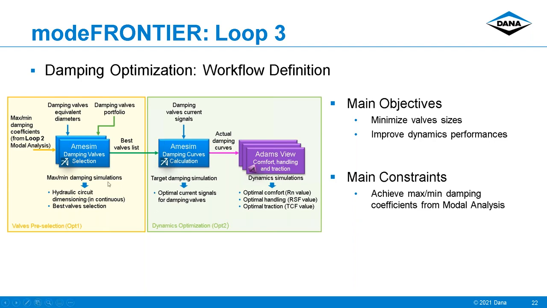The first has as its objective the continuous sizing of the hydraulic part relating to the damping, and the following choice of the most suitable valves taken from a portfolio. Starting from these valves, the goal of the second sub-optimization is to improve the vehicle dynamic performance in comfort, handling and traction, by varying the power supply currents of the valves, which define the damping of the system, of course. The other parameters are obviously taken as constant, starting from the results of the previous loop.